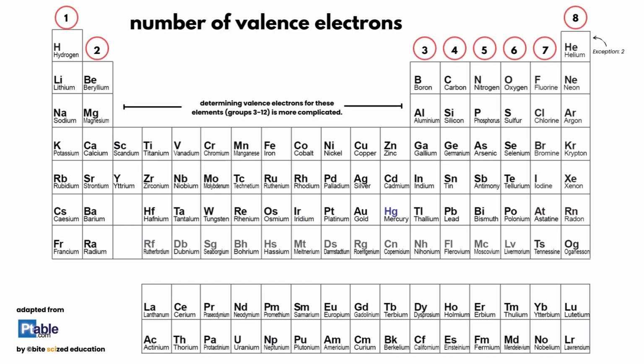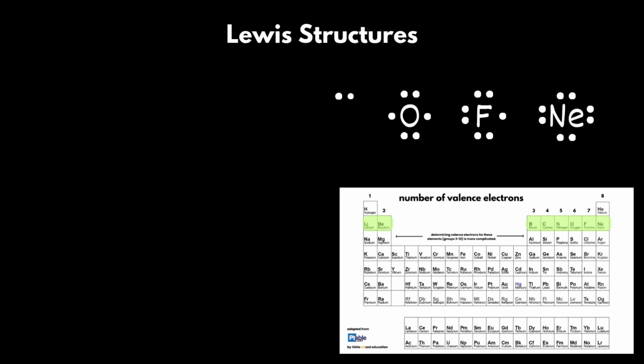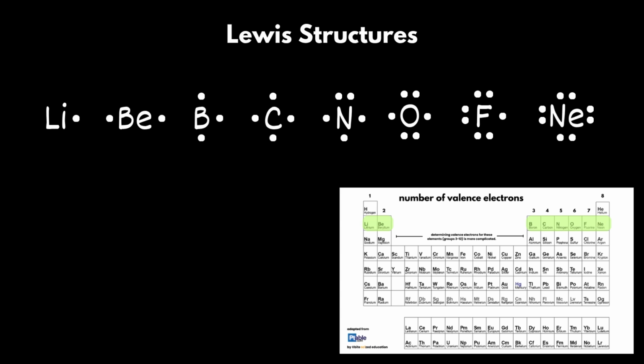So I'm going to draw the Lewis structure of all of the elements in the second row. I think it's actually easiest to start with neon, which has the most valence electrons, and then go back. So to start with drawing a model of neon, we'll start with its symbol, and then draw dots around it to represent its valence electrons. So for neon, we have 8. Fluorine has 7, oxygen has 6, nitrogen 5, carbon 4, boron 3, beryllium 2, and lithium 1.